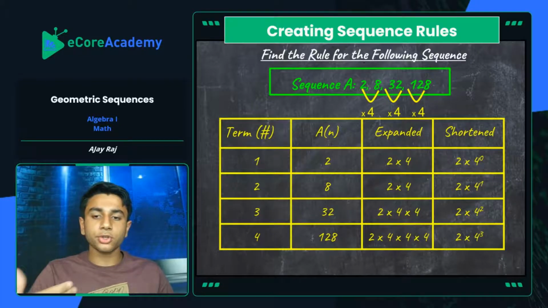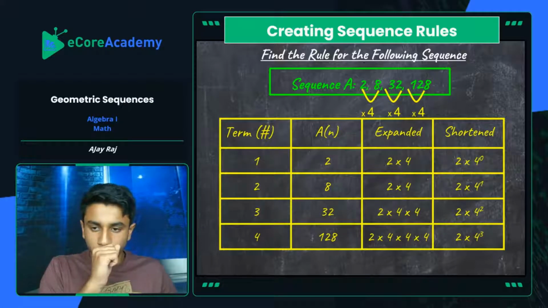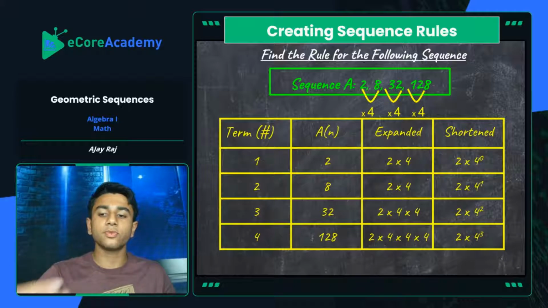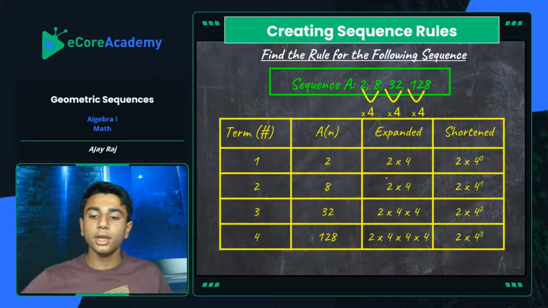So we think of our first term. The first term in the sequence, going from left to right, is going to be 2. When we expand that, it's going to be 2 times 4, except when we write it in shortened form, it's 2 times 4 to the 0 power. So when we write that out, it's going to be 2 times 4 to the 0 power.